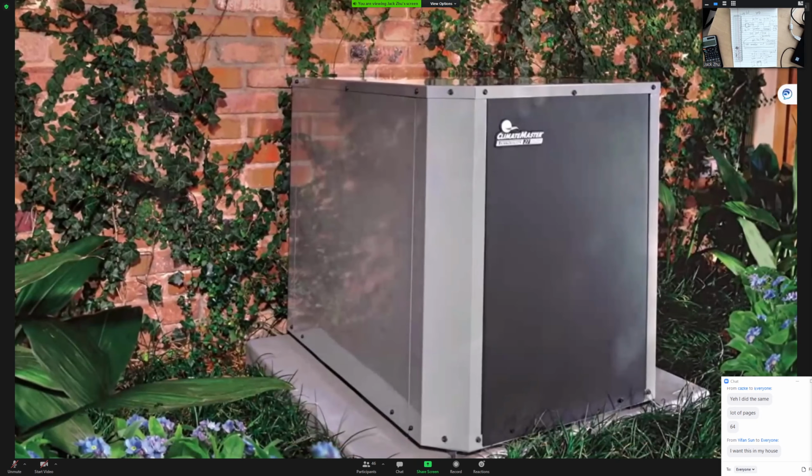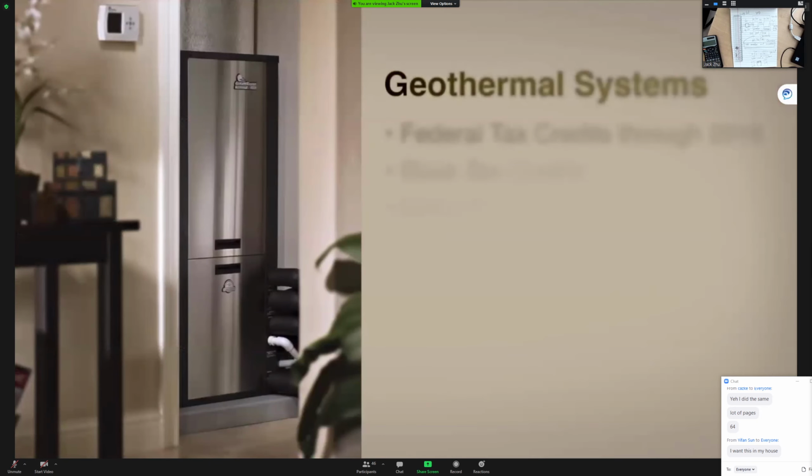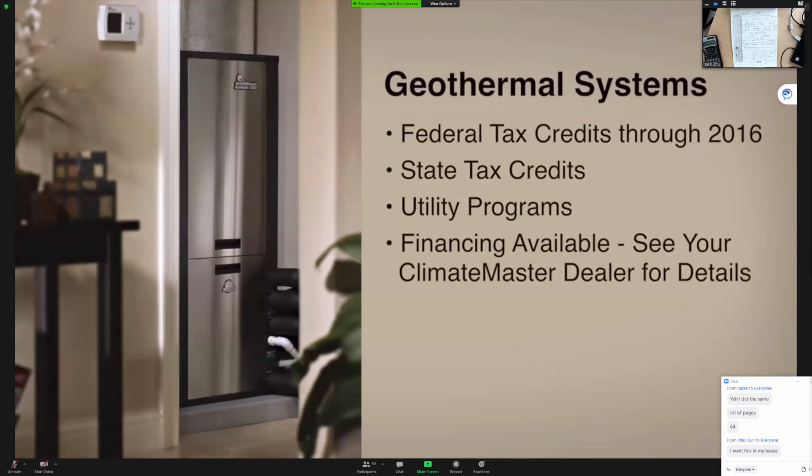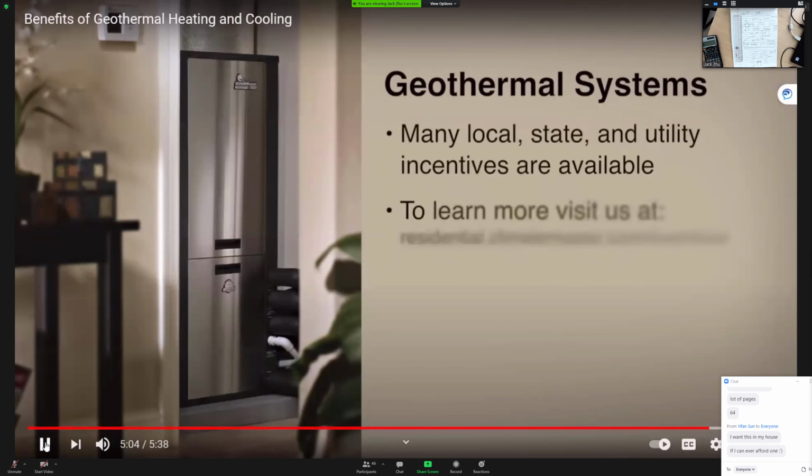conditioning compressor section. There are even more ways to save with a Climate Master geothermal system than just lowering your utility bills. You can save up to 30% off the total cost of installing a Climate Master geothermal system with a federal tax credit. Additionally, many states and local governments and utilities also offer incentives for installing a geothermal system.